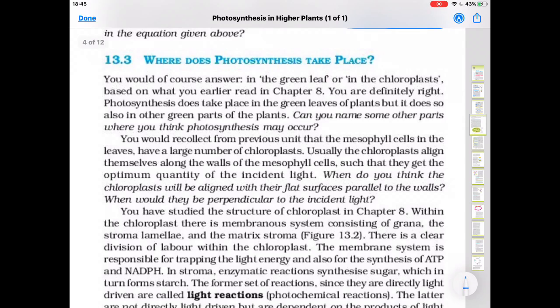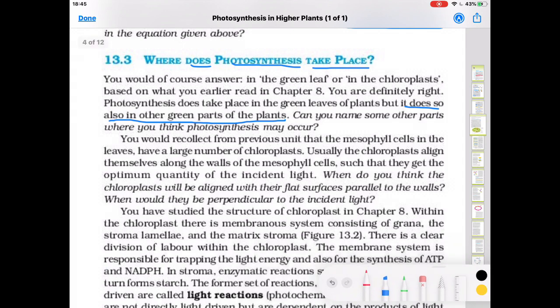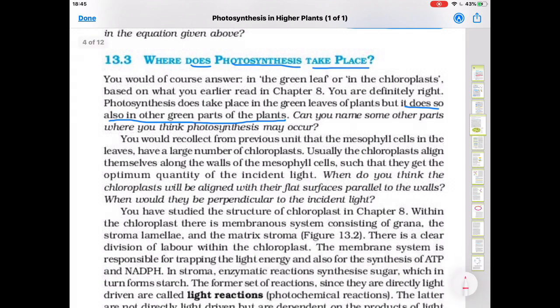Good morning, students. Our today's topic is, where does photosynthesis take place? Photosynthesis does take place in the green leaves of plants, but it does so also in other green parts of the plants like stem. If roots are green, then there also, in branches, etc. Mesophyll cells in the leaves have a large number of chloroplasts.